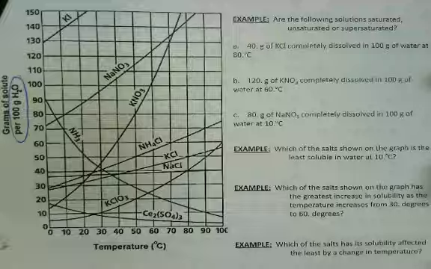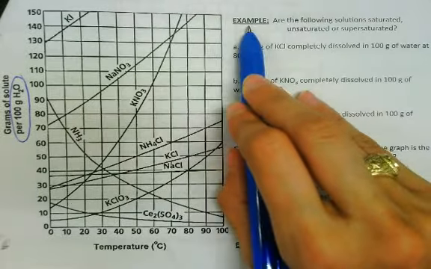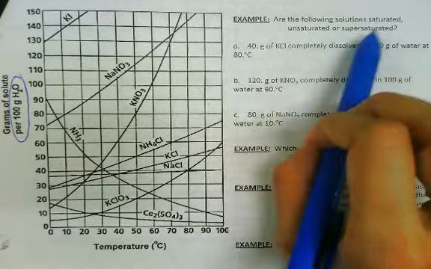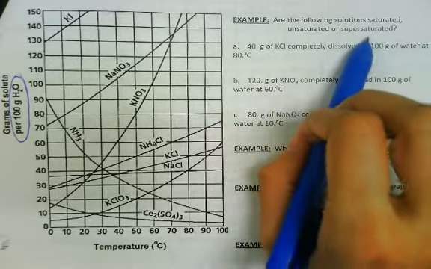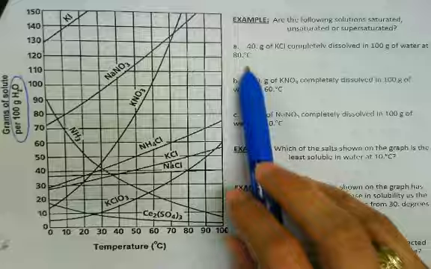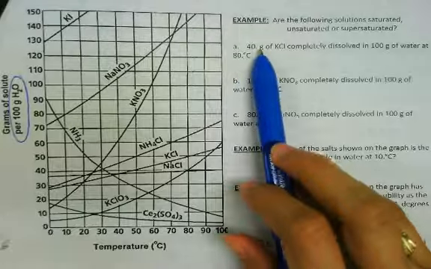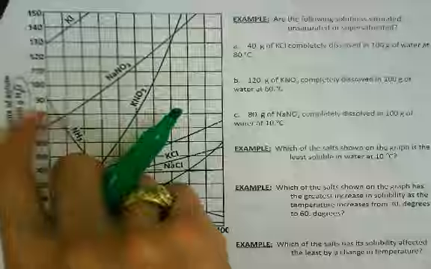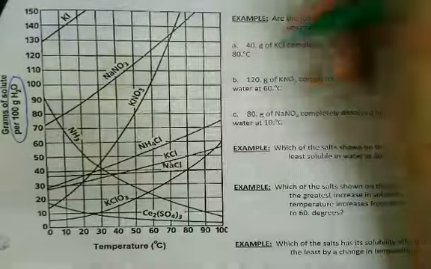We're going to do some examples with this solubility curve. So again, I want you to notice that we have this y-axis over here per 100 grams of water. That will be something we want to keep in mind as we do these problems. Okay? So for the first example, we are told to determine if the solutions are saturated, unsaturated, or supersaturated. For letter A, we are told we have 40 grams of potassium chloride dissolved in 100 grams of water, which matches our axis over here, at 80 degrees Celsius.